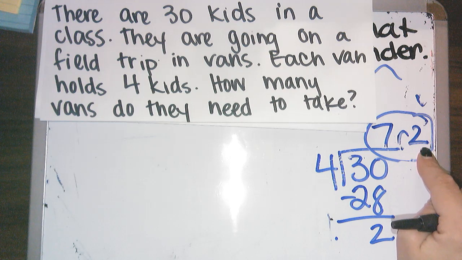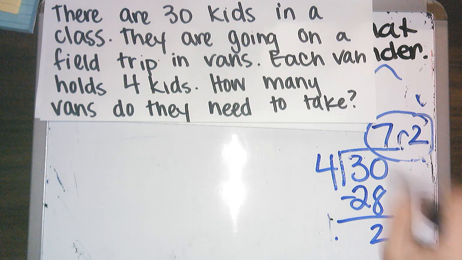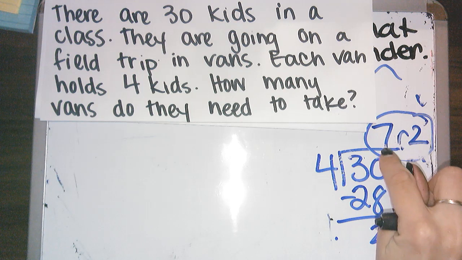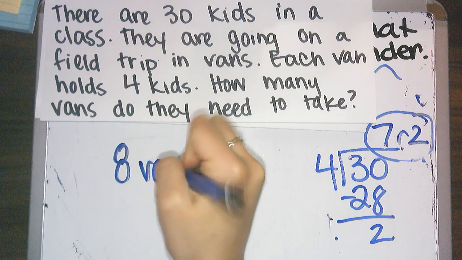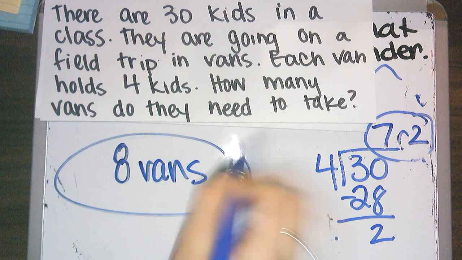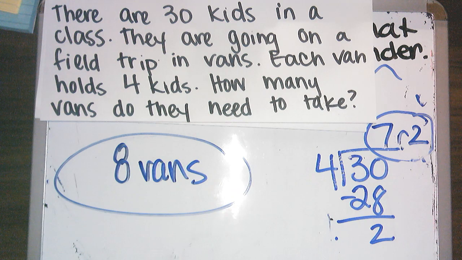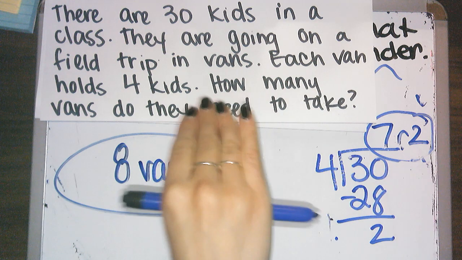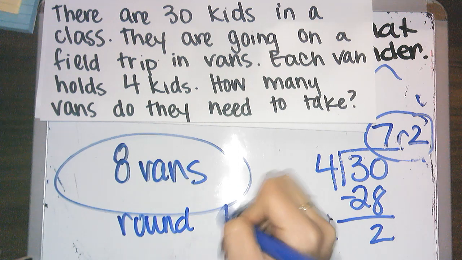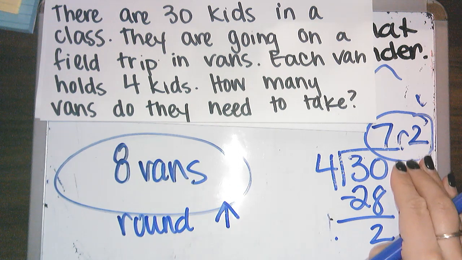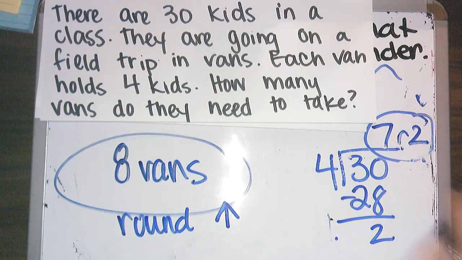So we need to decide, what do we do with those kids? Do we leave them at home? Well, that wouldn't be fair. So we actually need to round up. We need to take 8 vans so that all of the kids can go on the field trip. In this division problem, we round up because we need to make sure all of our friends make it on the field trip. So this time the remainder caused a different answer. Before I had 7, and now I have the answer of 8.